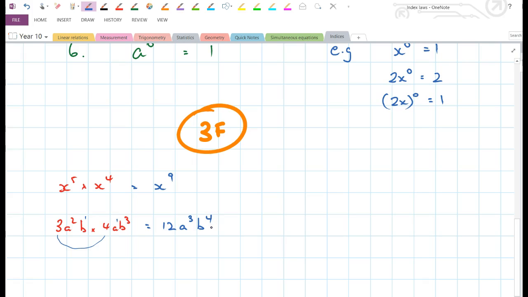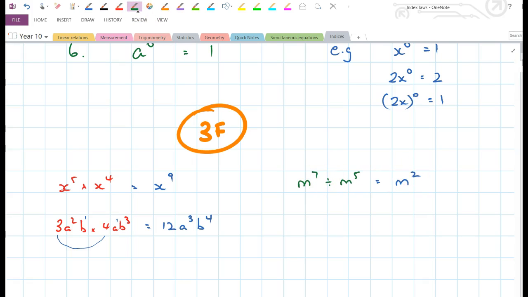Okay, going to some division examples. So m to the 7 divided by m to the power of 5. We're straight in here with just m to the power of 7 minus 5, which is m squared.